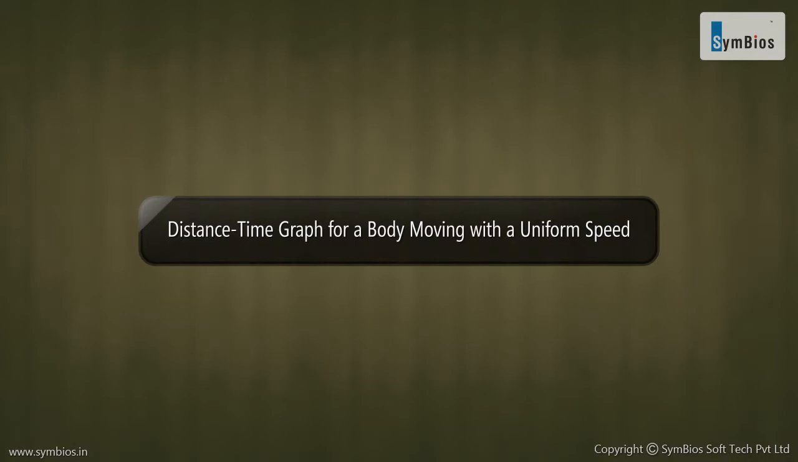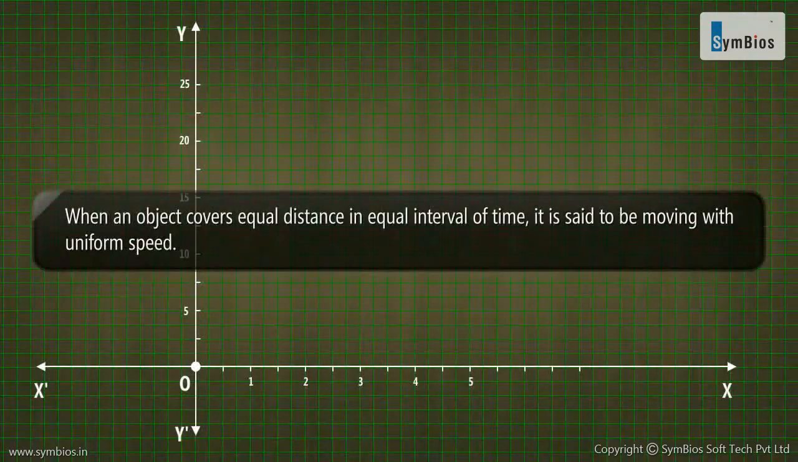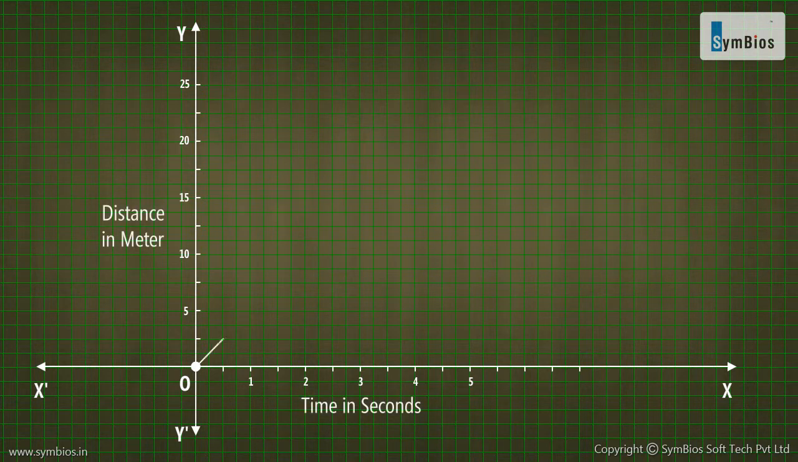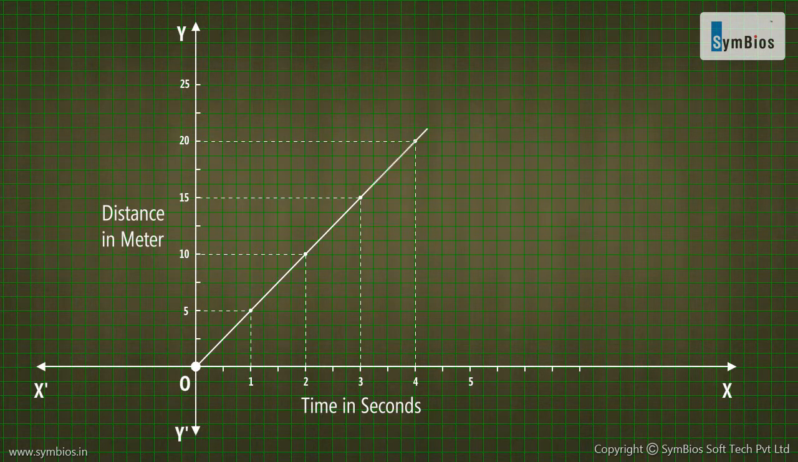Distance-time graph for a body moving with uniform speed. When an object covers equal distance in equal intervals of time, it is said to be moving with uniform speed. The table given shows the distance of the body with respect to time for the first 5 seconds.